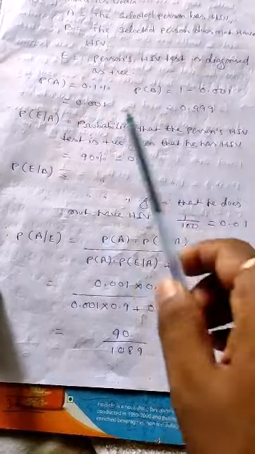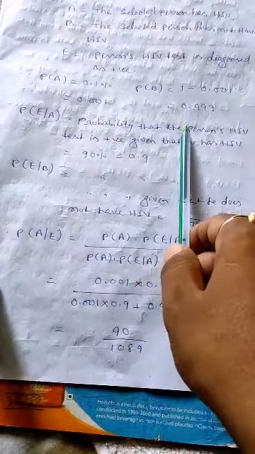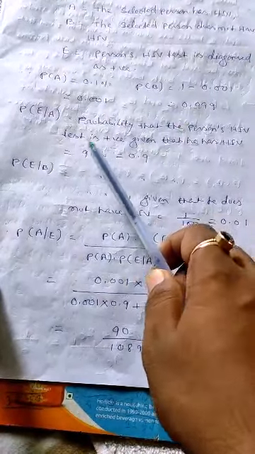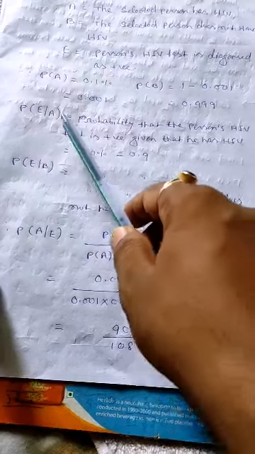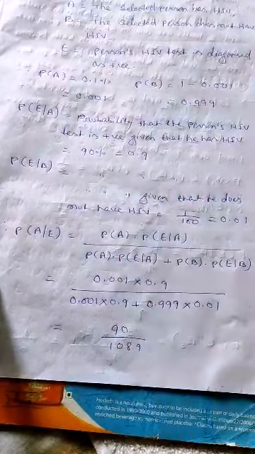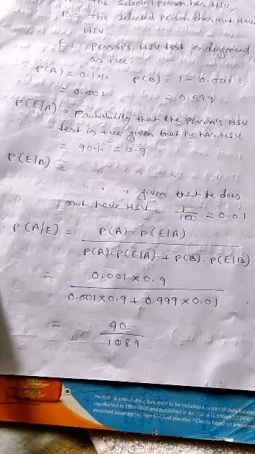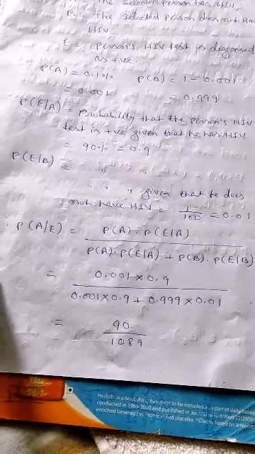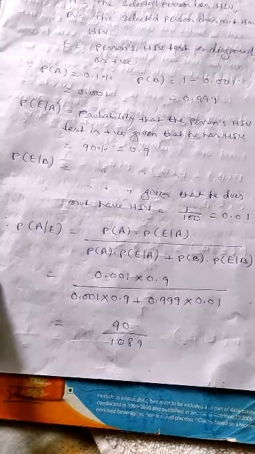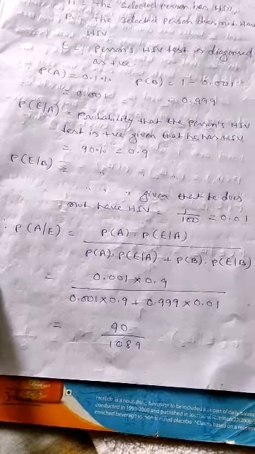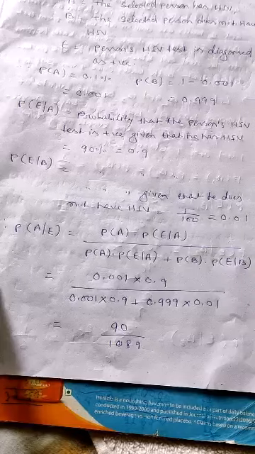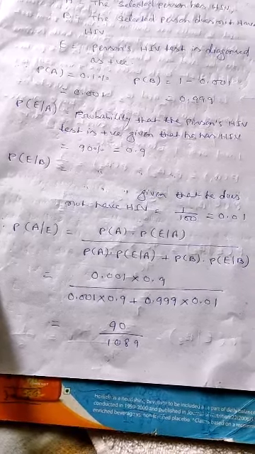Then in the question it is given that for a person having HIV, the result is positive 90% of the time. So that is P(E/A), sorry, that is 0.9. Then the question also gives that for a person who does not have HIV, the result is positive 1 by 100, that is 1%, that is 0.01. So we got all these values.